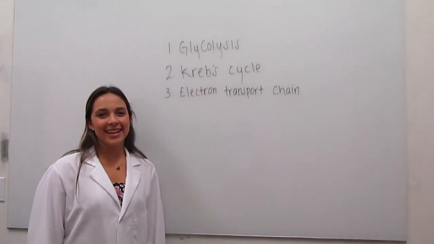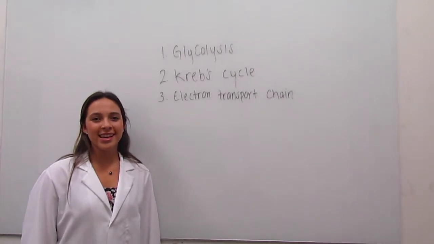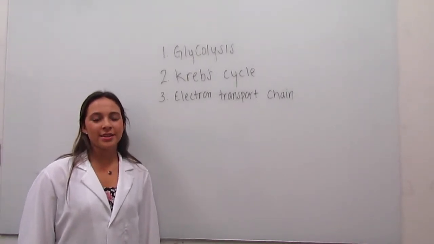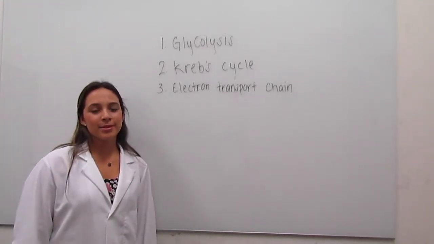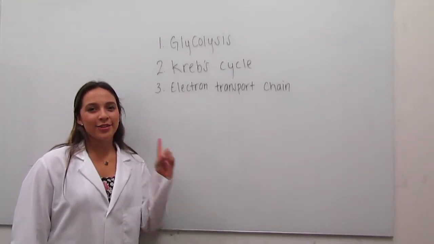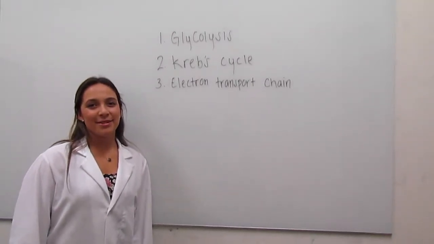Hello everyone. Today's lecture will be on cellular respiration with a focus on glycolysis. Cellular respiration is the breaking of sugars into energy. There are three main steps to cellular respiration. The first one being glycolysis. This occurs in the cytoplasm.